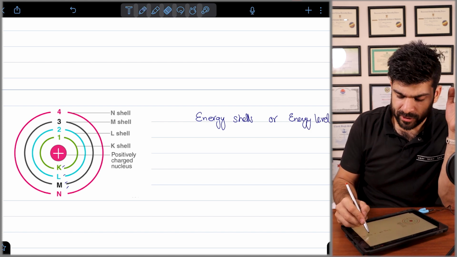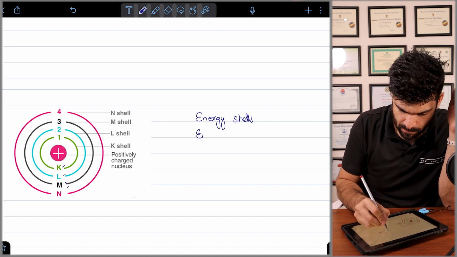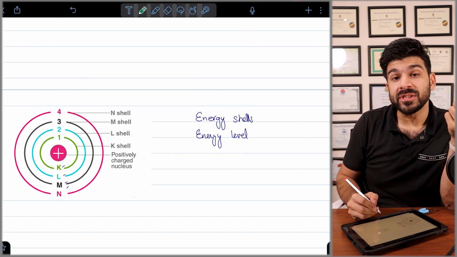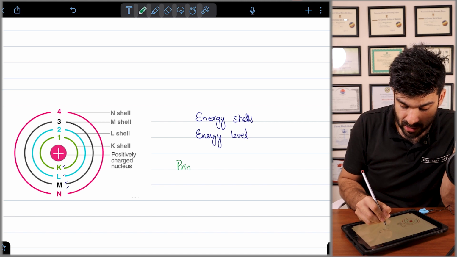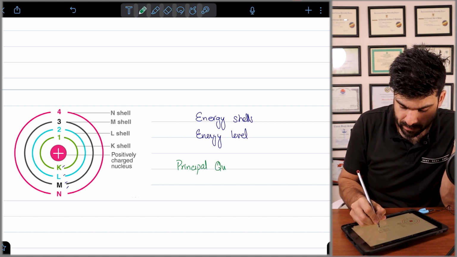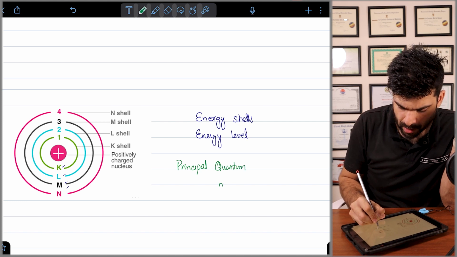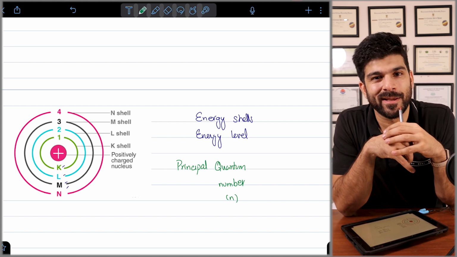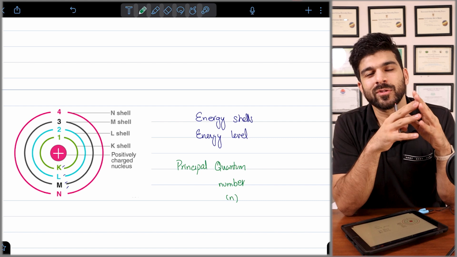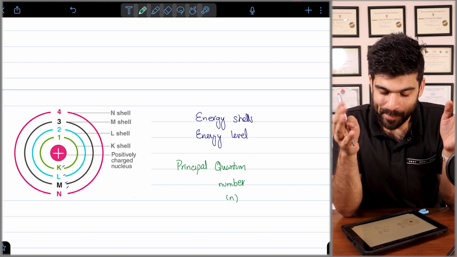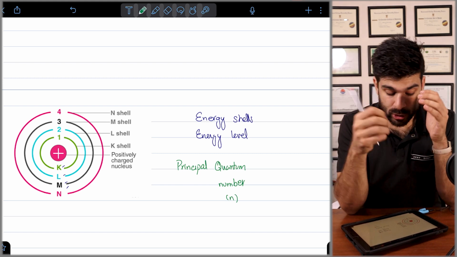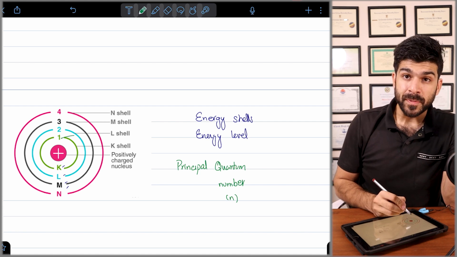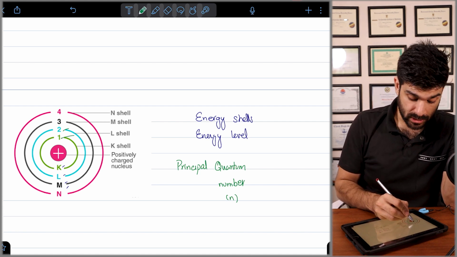But now we have another term for these, which is how it is mostly mentioned in levels, which is principal quantum number, represented by N. So you must be thinking that in chemistry most of the symbols are N. But then again, principal quantum number is also N. So energy shell can also be described as a principal quantum number. For instance, this is the first principal quantum number, second principal quantum number, third, fourth.